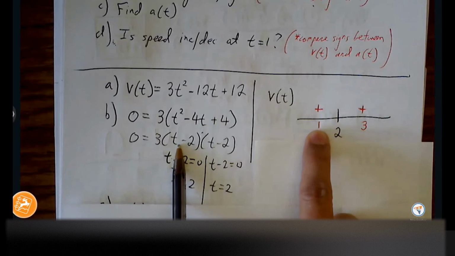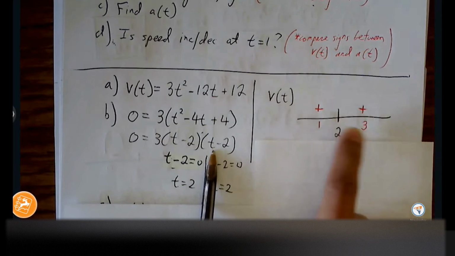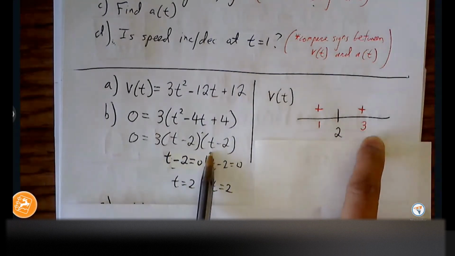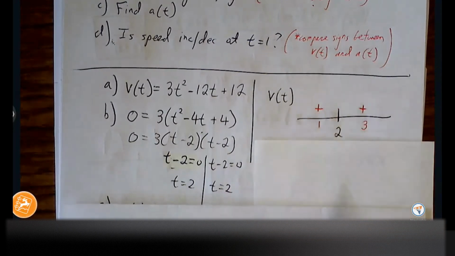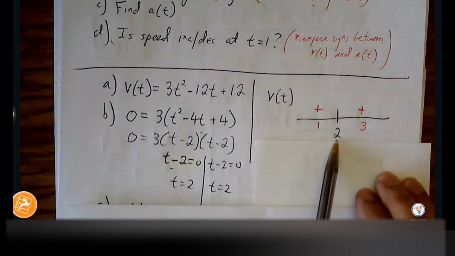So if I plug 1 in for t, I get 1 minus 2 times 1 minus 2. That's negative times negative, which is positive. If I plug 3 into velocity, I get 3 minus 2 times 3 minus 2. It's also positive. So this particle is pretty much always moving to the right, except for one moment in time when it stopped.